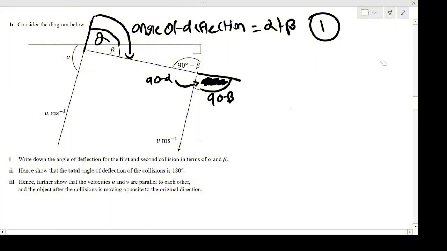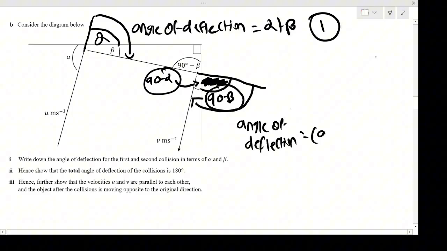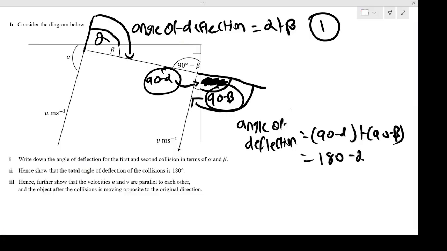And so again, the angle deflection then is going to be that whole angle here. The angle deflection here is going to be these two angles added together, right? So it's going to be 90 take away alpha, and then 90 take away beta, and that goes 180 take away alpha, take away beta. Okay, so that's the angle deflection for the second collision there. So those are my two angle deflections.